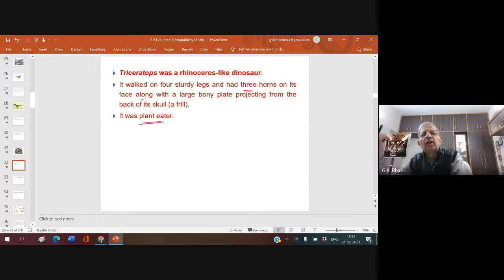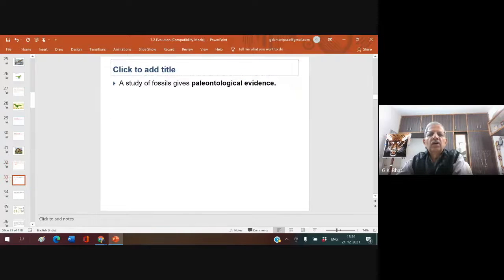When some meteorite-like structure hit the ground, the temperature changed, and it is said that they became extinct because of the change in environmental conditions. Being poikilothermic animals, they could not withstand this variation in the environment, and that resulted in a complete extinction of these creatures.